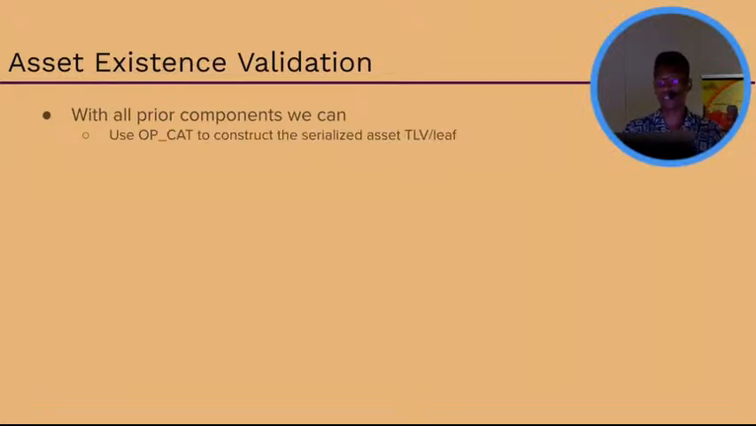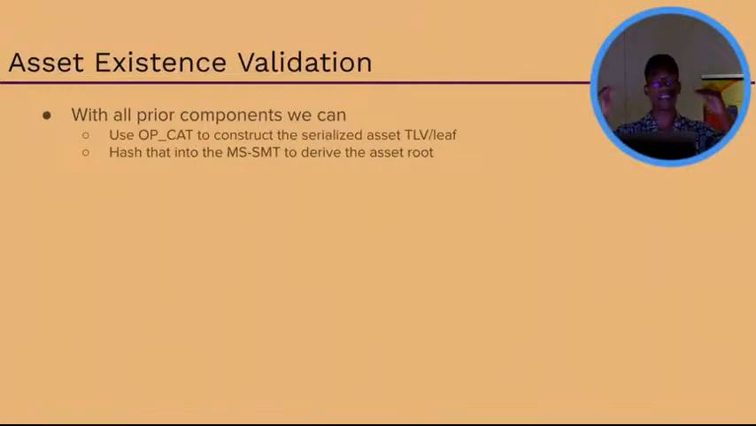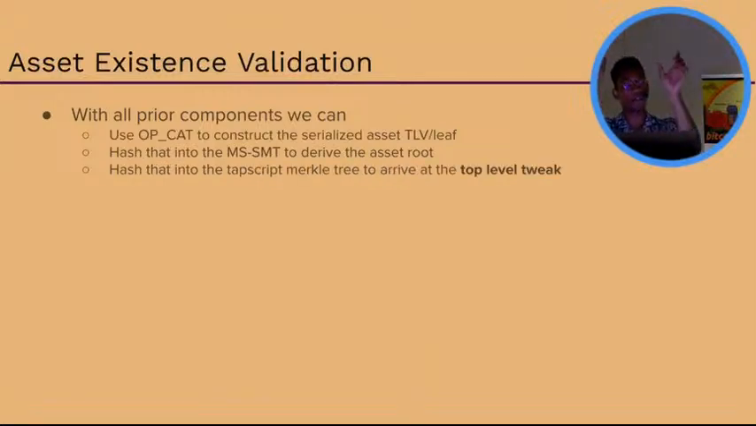assets? So first, we can use opcat to construct the serialized TLV leaf, which is some more in the script key layer. Then you're going to hash that into the SMT root to derive this top level script, which is then committed to within the tap script tree. Then you're going to do another hashing layer beyond that to get the tweak that's going to be part of the taproot output. But we do need a final layer.